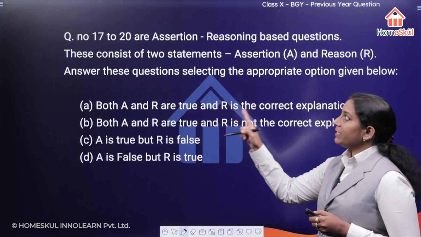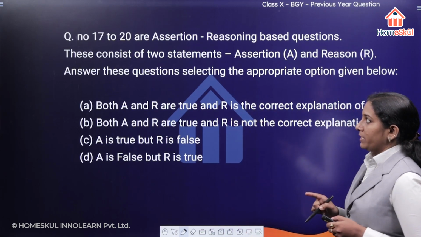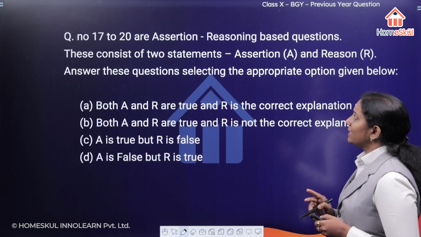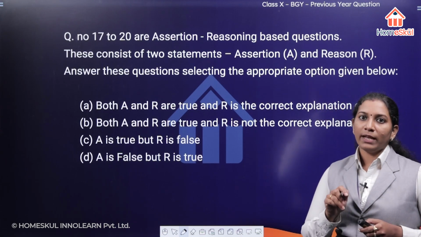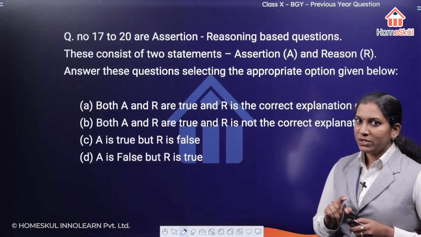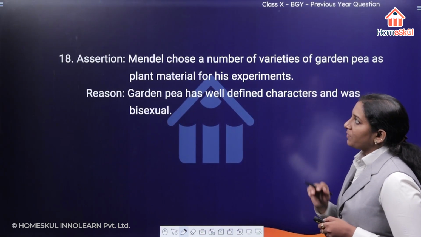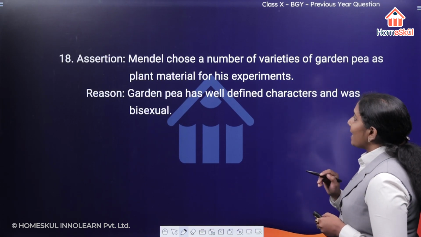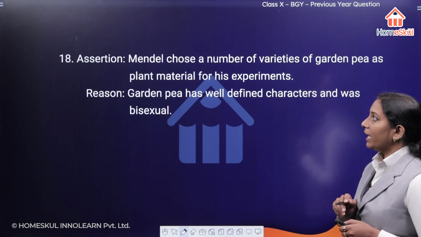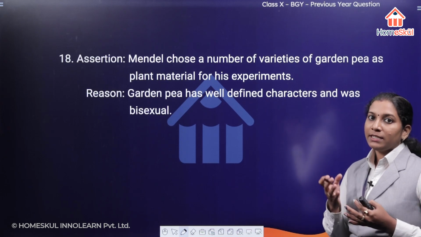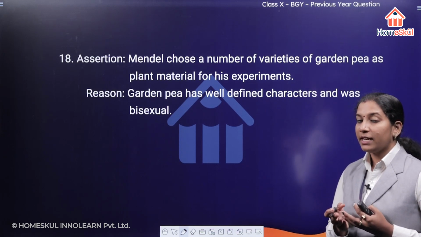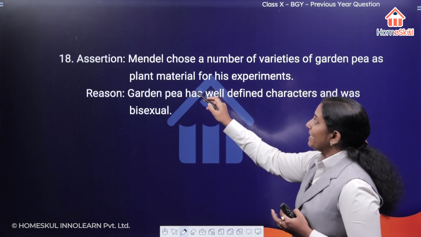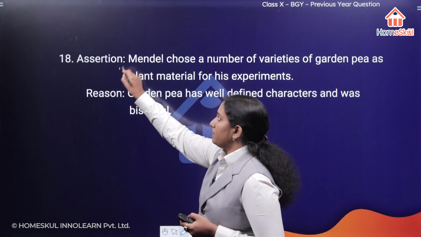Then, questions number 17 to 20 are assertion reason type of questions. So, these consist of two statements, assertion and reason. Answer these questions selecting the appropriate options given below. You well know about the options of assertion reason type of question, right? So, let's see the question. Assertion: Mendel chose a number of varieties of garden pea as plant material for his experiment. We know that Gregor Johann Mendel took pea plant as his experimental material, right? That is a correct statement, right?